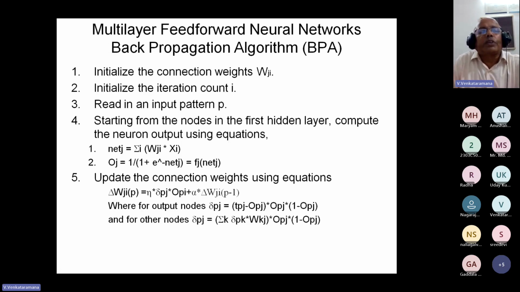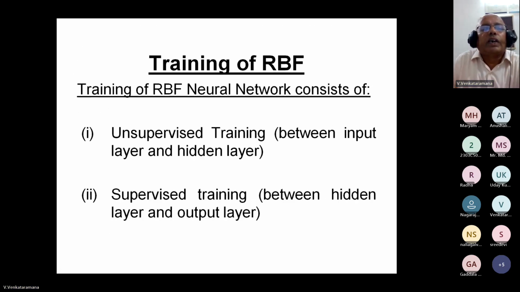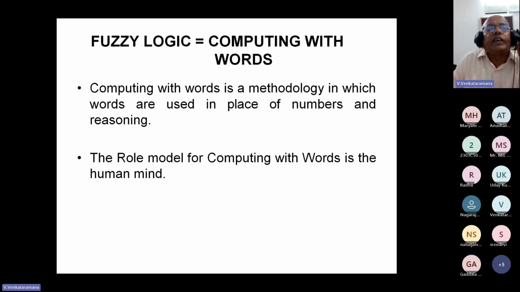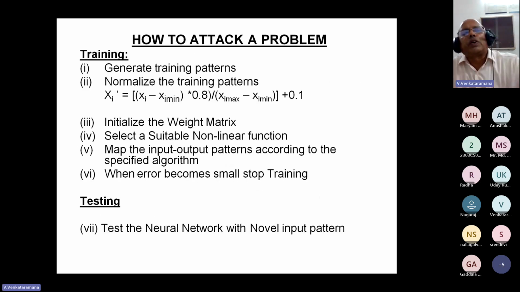Before talking about the backpropagation algorithm, I will talk about one general way of solving a problem. Because if we want to solve any problem, how do we proceed? Then I will talk about these algorithms. As I mentioned, in a neural network two things are there: one is the training, another one is the testing. In the training, first of all we have to generate the patterns. How to generate the patterns, I will talk about in the next class.